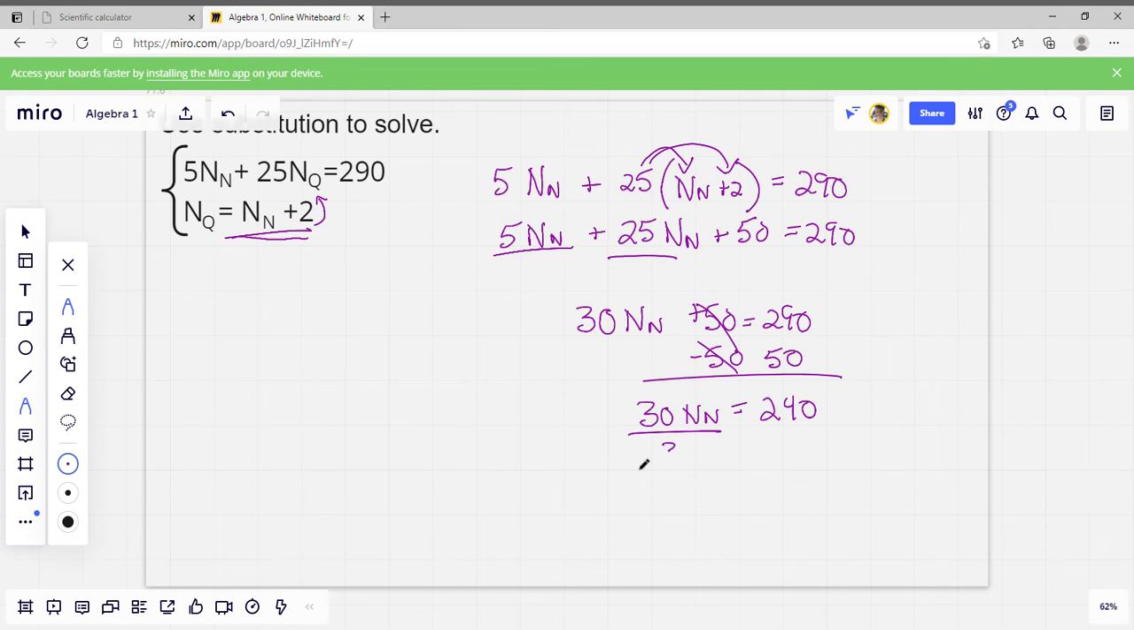Divide by 30. I think that's going to be 8. Three times 8 is 24. Yep. So my number of nickels equals 8.